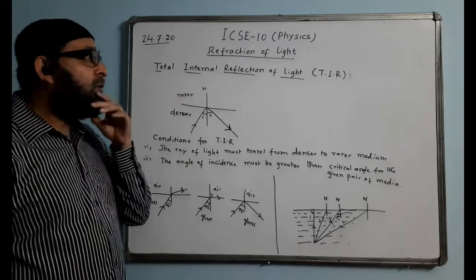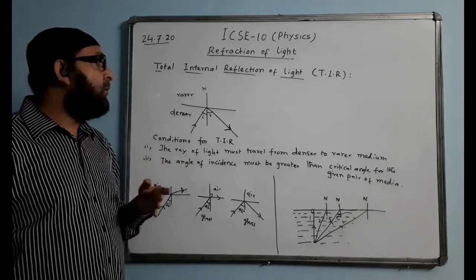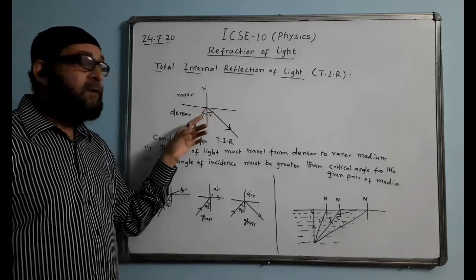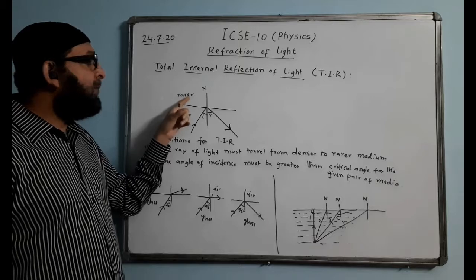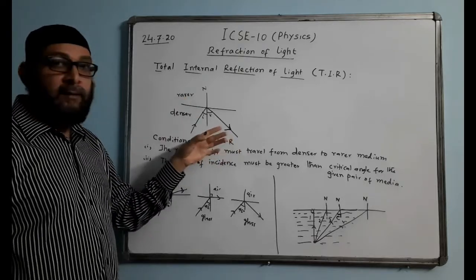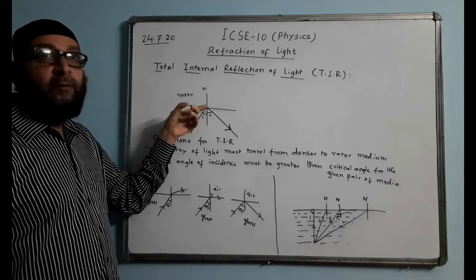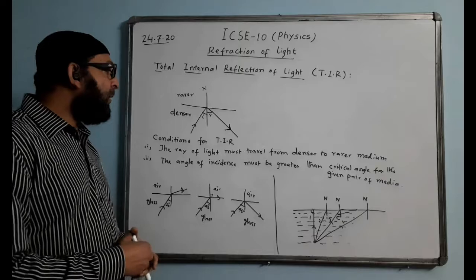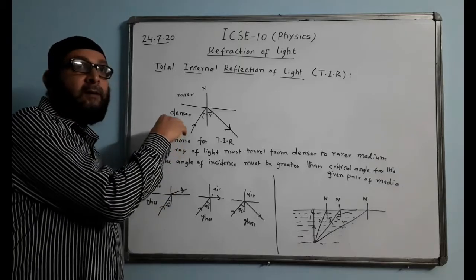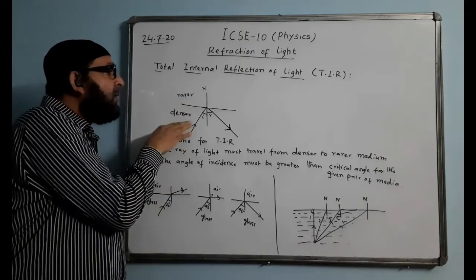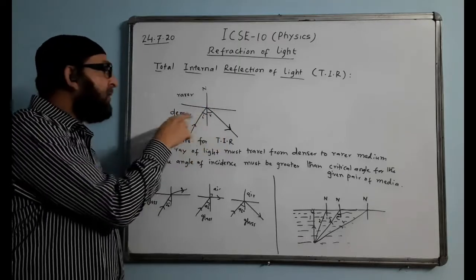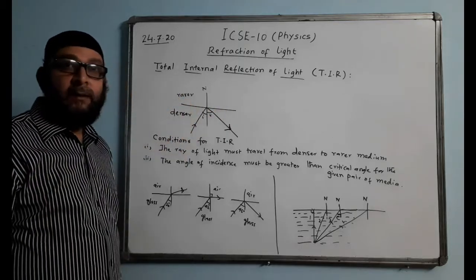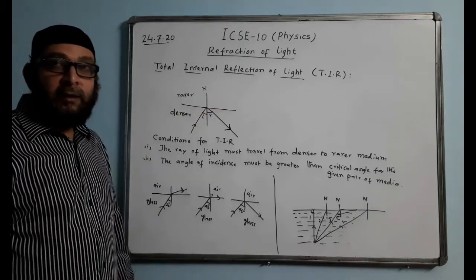The definition of total internal reflection of light, I will be saying it, so please note it down. It is the phenomenon of light in which light traveling from the denser to the rarer medium reflects back in the same denser medium from the surface separating the two media. Once again, it is the phenomenon in which the ray of light traveling from the denser to the rarer medium returns back or reflects back in the same denser medium from the surface separating the media, and it is called TIR, or total internal reflection of light.